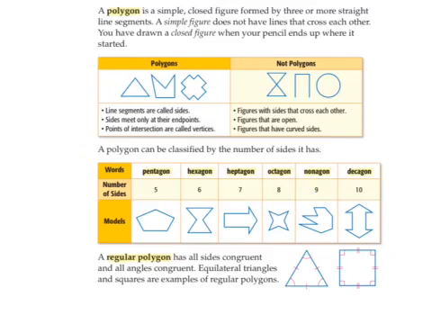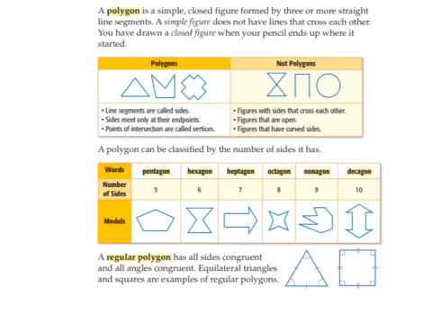Let's look at polygons now. A polygon is a simple closed figure formed by three or more straight line segments. A simple figure does not have lines that cross each other. You can draw a closed figure where your pencil will end where it starts. So if you look at that table, we have some pictures of some polygons and some non-polygons. For it to be a polygon, the line segments are called sides, they meet at endpoints, and the intersections are called vertices. Non-polygons, the sides cross each other, something might be left open, or it has a curved side. So that's a great way to see the difference between a polygon and a non-polygon.